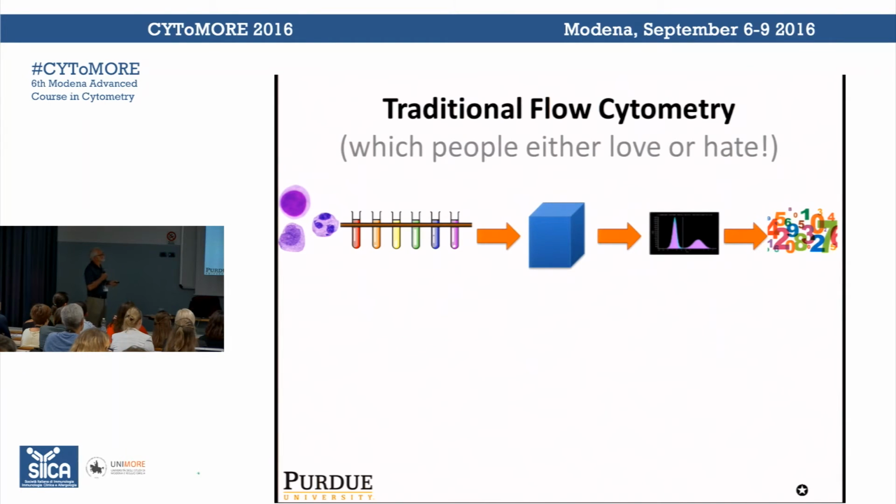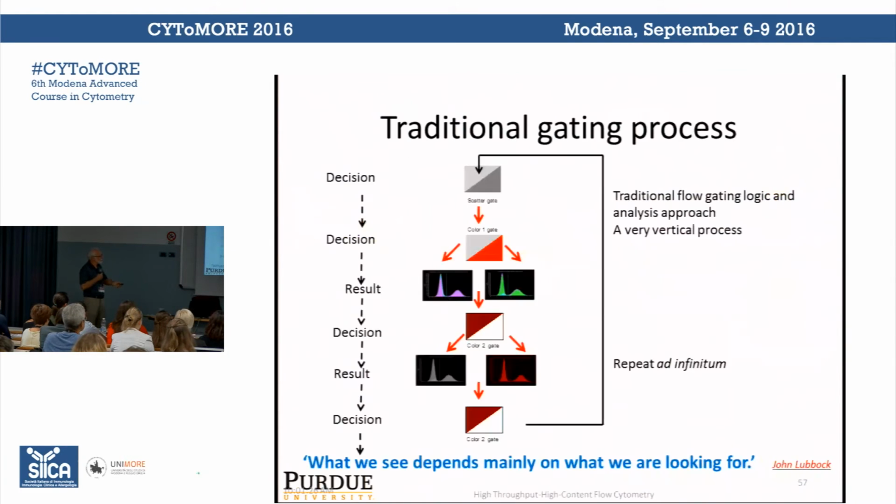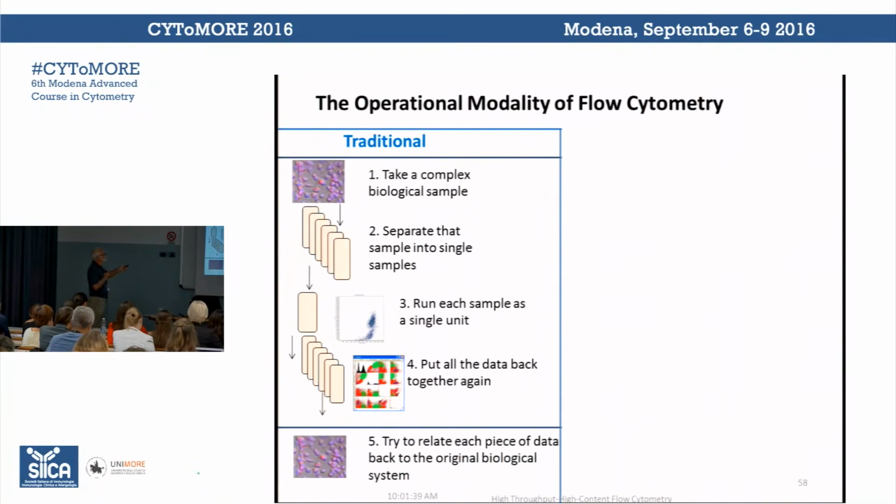Okay, so this is how we've operated. We take our samples, we run them, we get data, we repeat that. And this is a very traditional process. Looking at a data set and extracting what it is that we think we're looking for. So we take a biological environment, we break it up, and then we put it back together again.